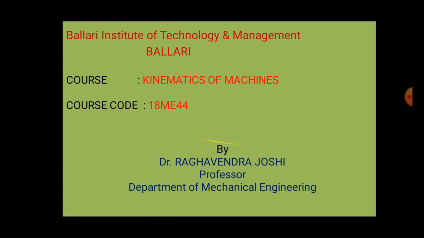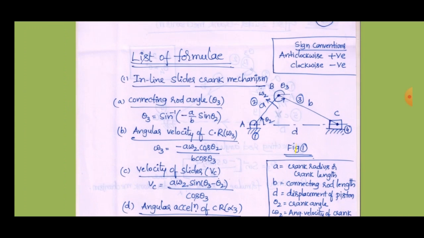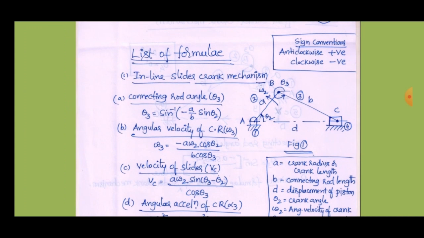Before beginning, today I would like to list out the formulas which we have derived in the last class. First, inline slider crank mechanism. As you know, the base pivot point of the crank, that is point A, and the slider C, both will be in line with each other. Then it is called inline slider crank mechanism. For this, we have derived certain expressions.